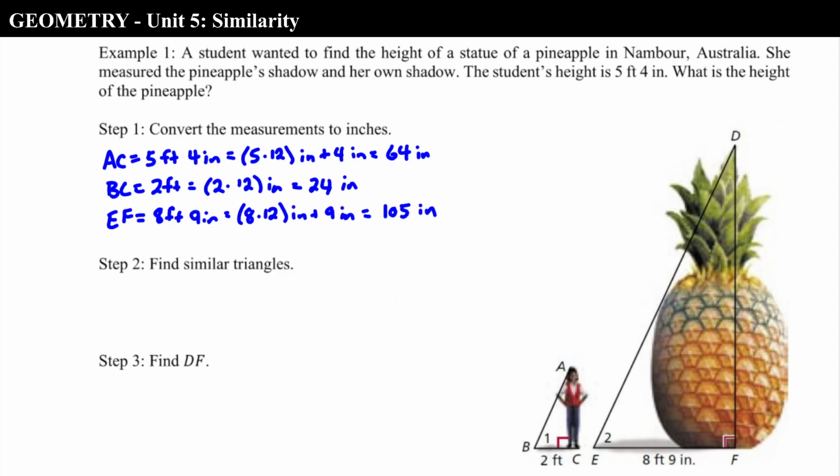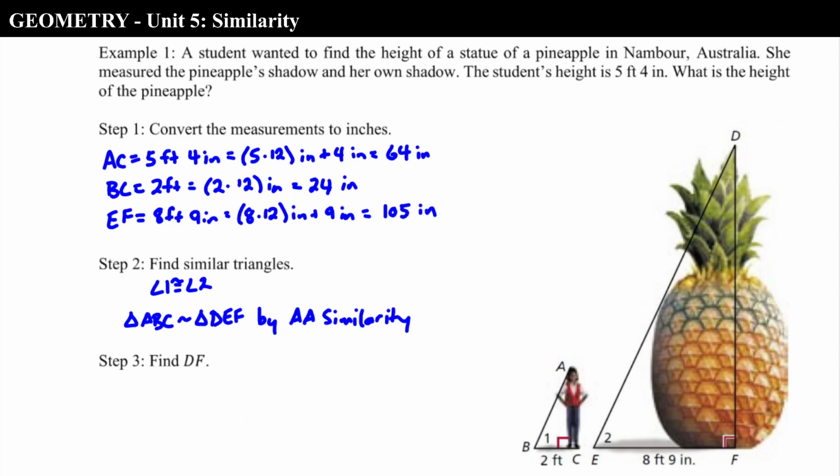All right, so now we need to find the similar triangles. Because the sun's rays are parallel, we know that angle 1 and angle 2 are the same. Additionally, since the shadow of the person and the shadow of the pineapple make a 90-degree angle, that's a second angle that is the same. So we know that angle 1 and angle 2 are the same, and we know the 90-degree angles are the same. Therefore, triangle ABC is similar to DEF by angle-angle similarity.